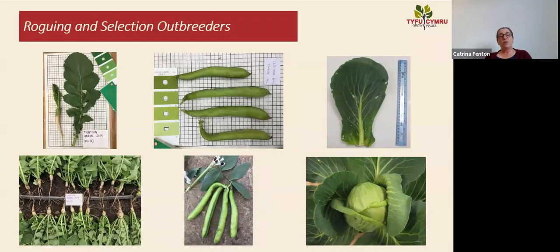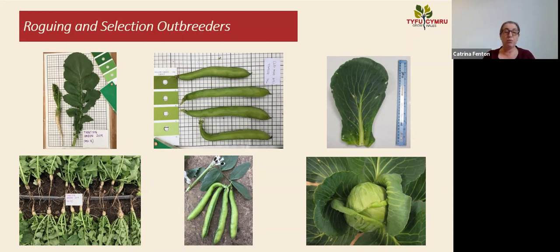Roguing and selection of outbreeders is even more significant in terms of population size and the variability that you're likely to see. So, the difference between outbreeders and inbreeders, and bearing in mind there are some that are a bit of a mixture of both. I suppose I would describe them as plants that have the kind of structure that will facilitate the movement of pollen from one flower to another flower in preference to self-pollinating effectively.